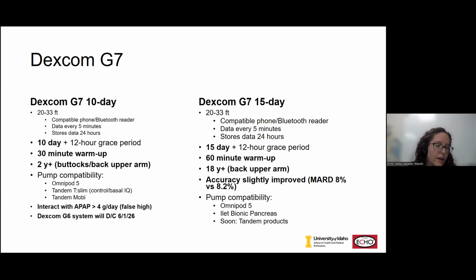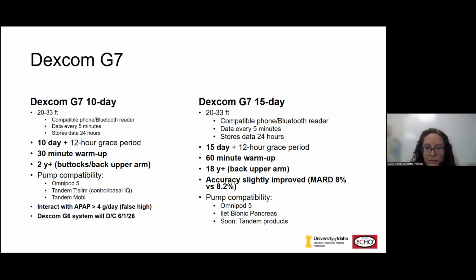With these Dexcom sensors, they usually require 20 to 33 feet for the Bluetooth connection, with 20 feet giving the optimal connection. With this system, the data is updated every 5 minutes, and those sensors can store data for 24 hours. So if the patients are away from their phone or their receiver for less than 24 hours, once they come in contact, it should upload that data. As you know, there's a 10-day versus the 15-day, though they both have a 12-hour grace period to allow patients to decide when it is best for them to replace, so it doesn't go off in the middle of the night and they have to replace a sensor.